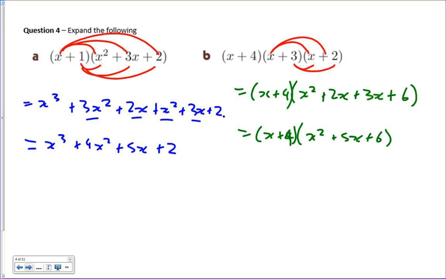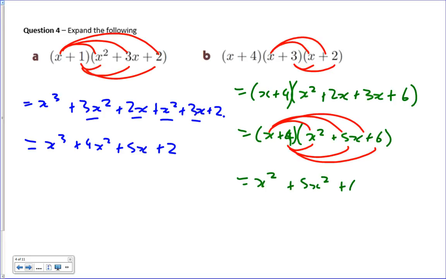So now we've got 2 brackets, so we do the first term by everything, and we do the second term by everything in the second bracket. So that's going to be x cubed plus 5x squared plus 6x plus 4x squared plus 20x plus 6 4s are 24. So it's going to be x cubed plus 5x squared plus 4x squared, so it's going to be 9x squared, plus 6x plus 20x is going to make it 26x plus 24.